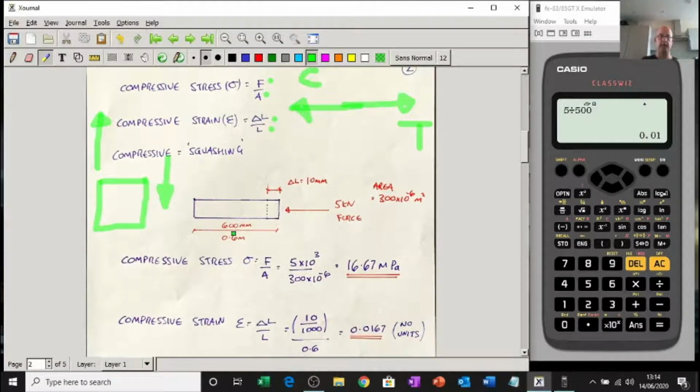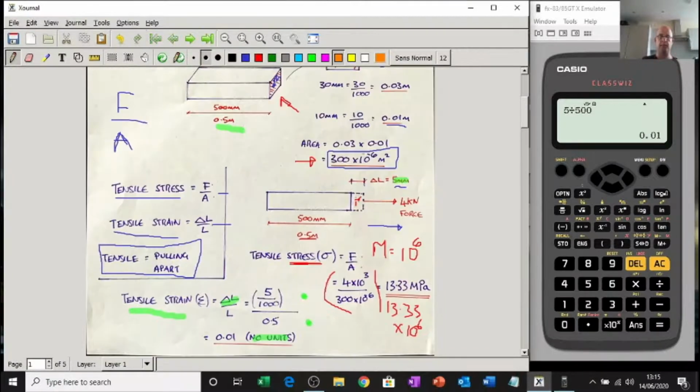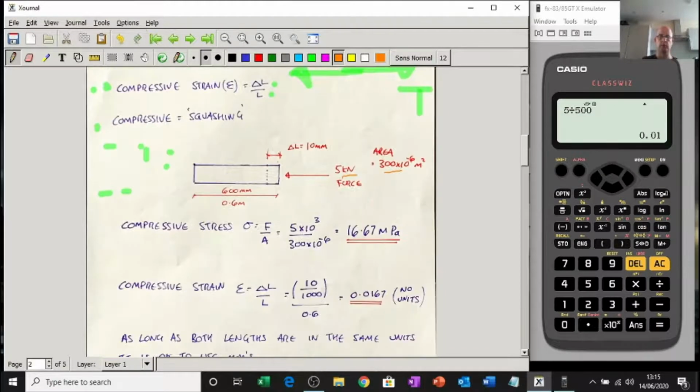So here's our bar again. It's the same bar. I'll use the same bar because we can use the same area. So in this case, it's being compressed by a force of 5 kilonewtons. So it's the same area as before. Look, I've used the same bar. So it's been squashed by 5 kilonewtons, and this change in length is because it's being squashed. So it's in compression, not tension. It's been squashed by 10 millimeters due to this force.